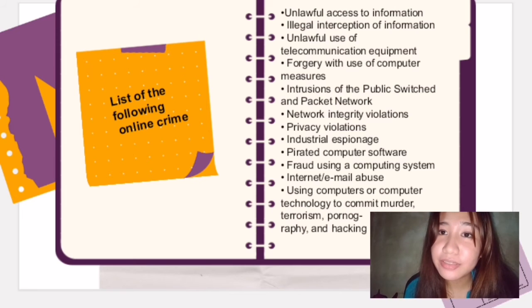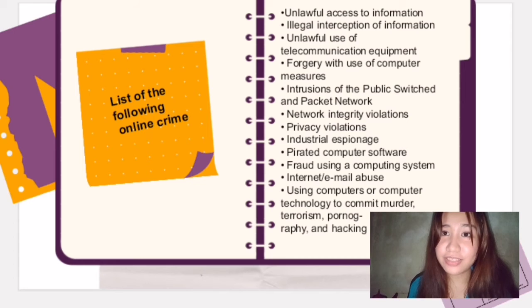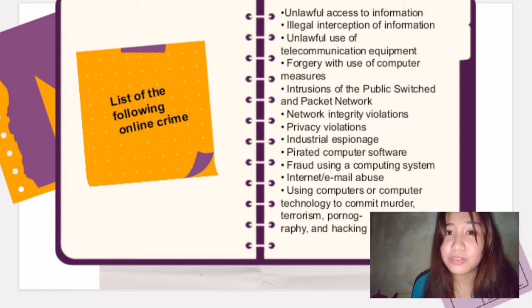So next is pirated computer software. Software piracy is the unauthorized use, copying, or distribution of copyrighted software. So the next is fraud using a computing system. Computer fraud is a cybercrime and the act of using a computer to take or alter electronic data, or to gain unlawful use of a computer or system. In the United States, computer fraud is specifically prescribed by the Computer Fraud and Abuse Act, which criminalizes computer-related acts under federal jurisdiction.